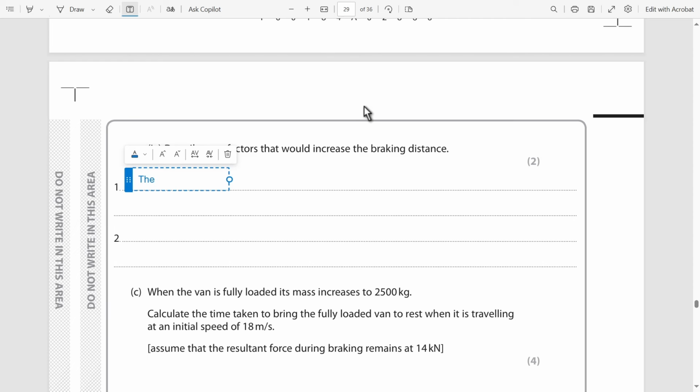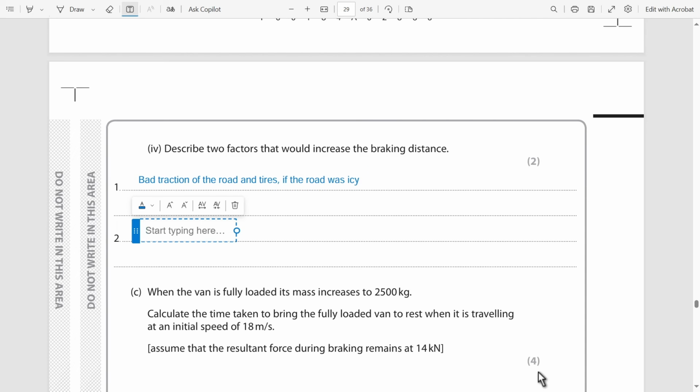The increase in the braking distance: bad traction of the road and tires, if the road was icy. Another one is worn out brakes.